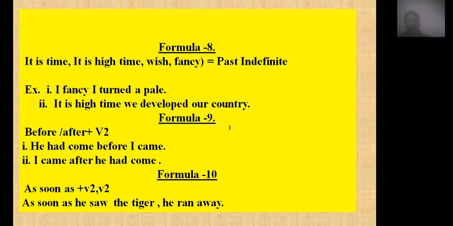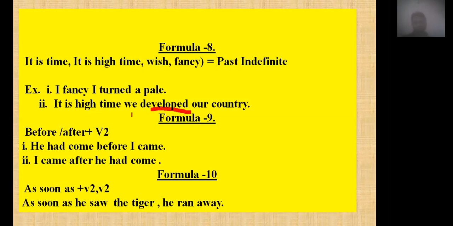Now formula 8. If you say in your passage it's time, it's high time, wish or fancy, after these words you will use verb past. Okay, I fancy I turn a page. Here the subject is I, the verb is turn. Okay, it is high time we develop.